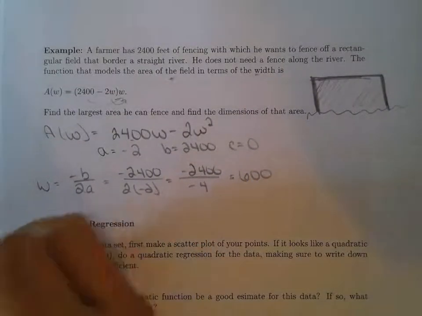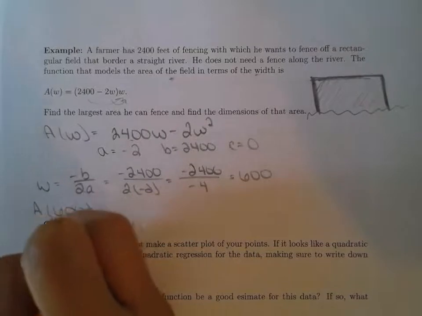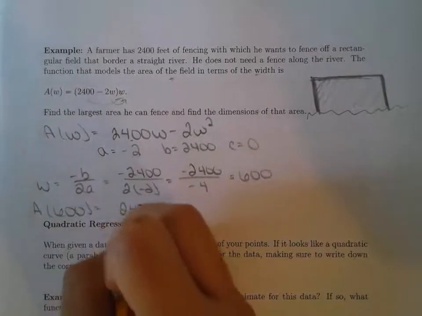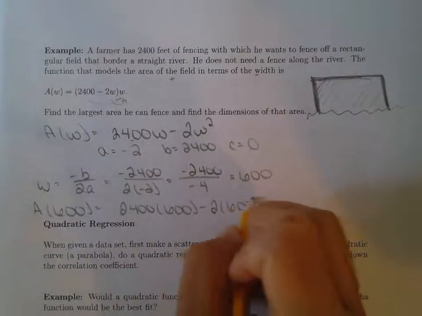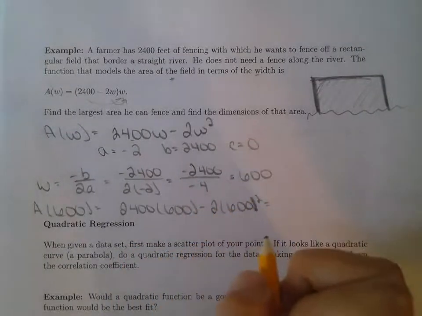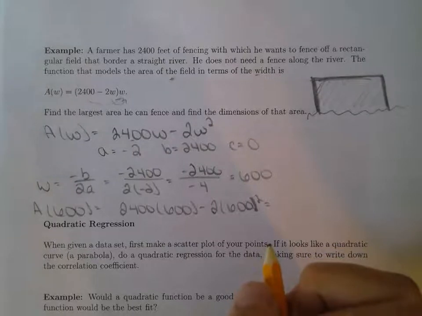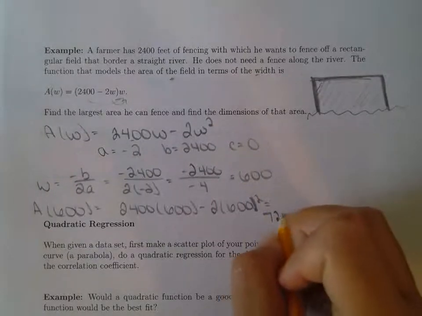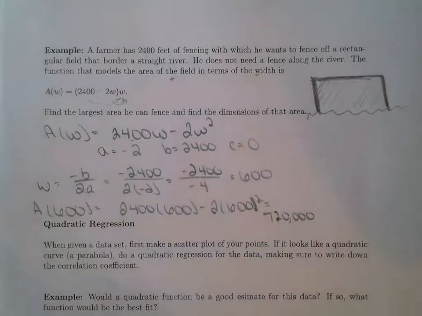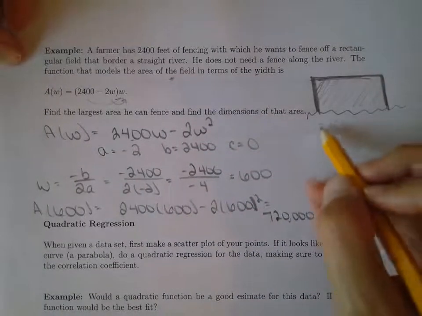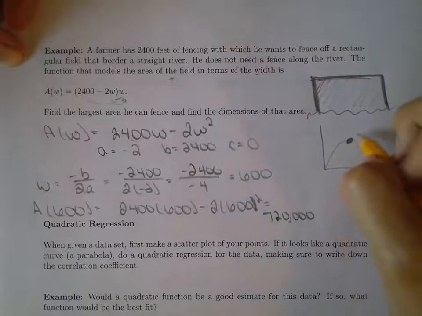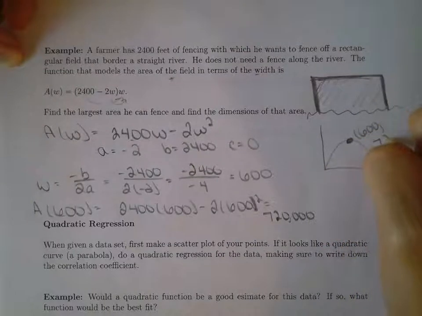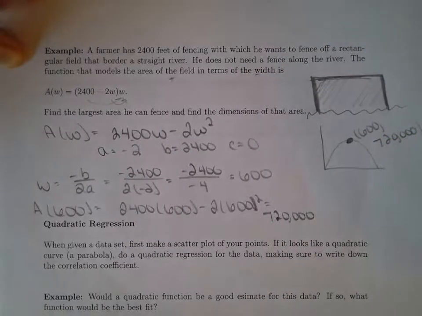Okay, and then we need to do A of 600, which is 2400 times 600 minus 2 times 600 squared, which you'll need a calculator for this one, which I got 720,000. Okay, so if we were to graph this, you're going to get some picture that looks like this. This maximum point would be 720,000. Okay, that's our vertex.